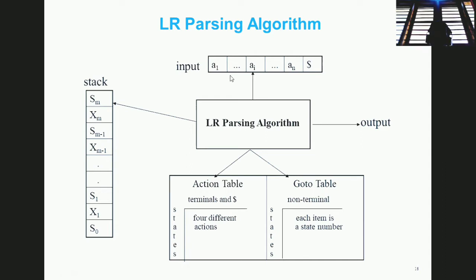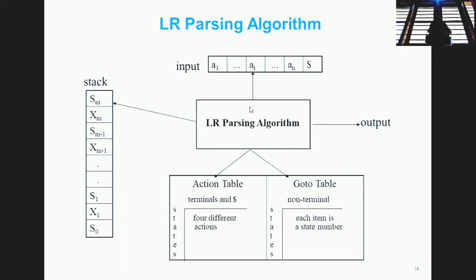The string to be parsed will be placed into the input buffer, and it uses an intermediate stack to hold the intermediate result, and it uses the parsing table to parse the given string, which consists of two parts. One is the action part, the other one is the goto part.